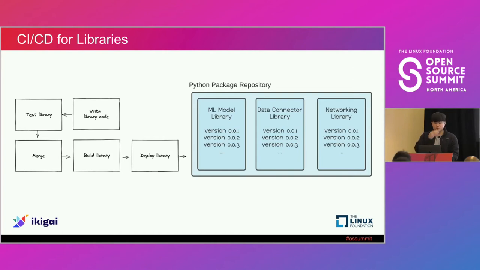So what we're going to do for the library is a little different. We write the library code. We test it out with unit tests. We merge it to the main branch. We build the library into some portable format like a .whl or use a snippet. And you deploy the library to the Python package repository. Simple as that. So now it's versioned, and it's accessible for anybody.